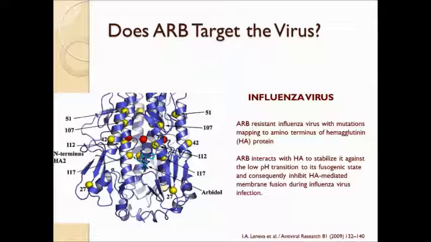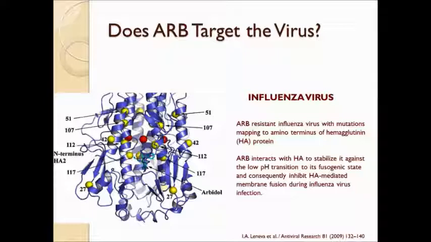And they suggested that where arbidol was, these resistant mutations allowed it to stabilize the conformation of hemagglutinin, and it prevents the fusion steps. Hemagglutinin needs to rearrange and go through a massive conformational change for the viral membrane to fuse with the cellular membrane. And so they thought that that's what was happening.